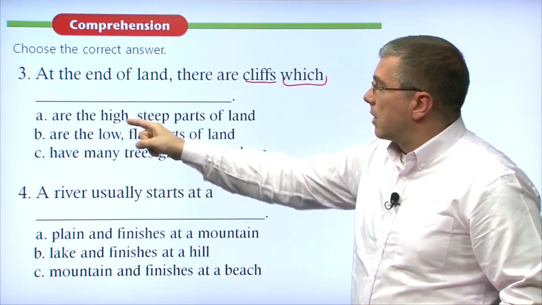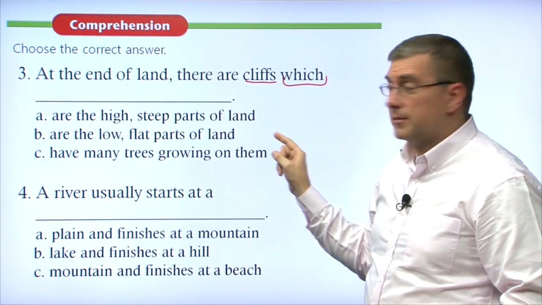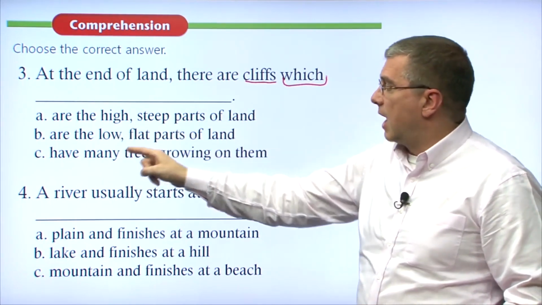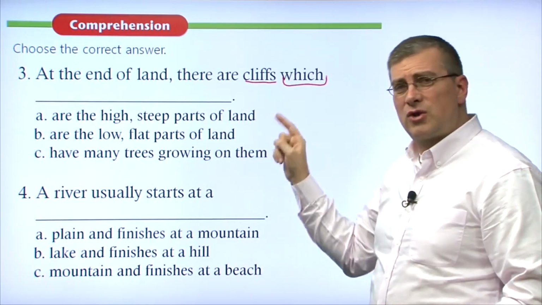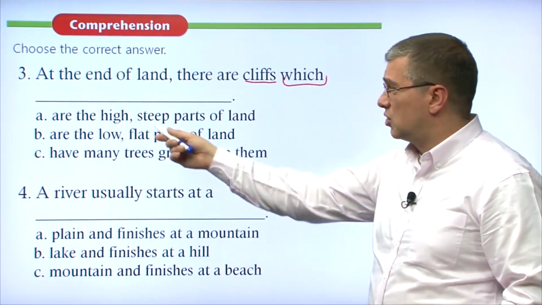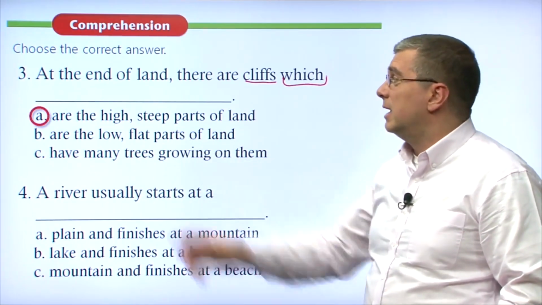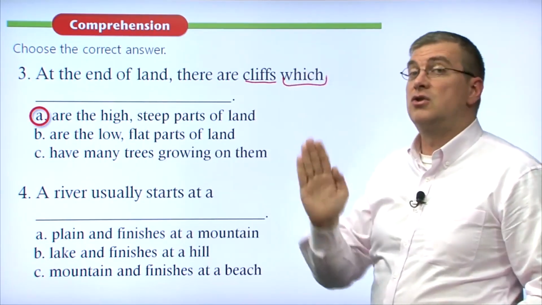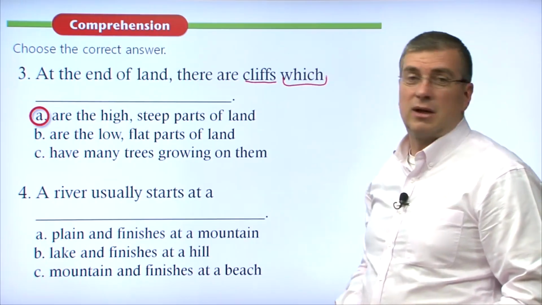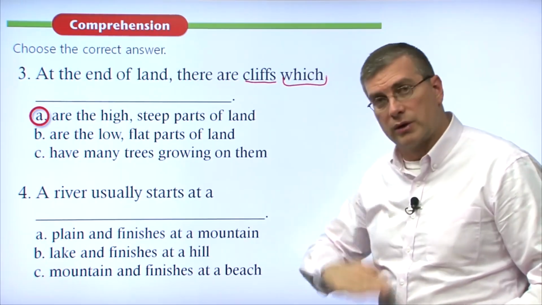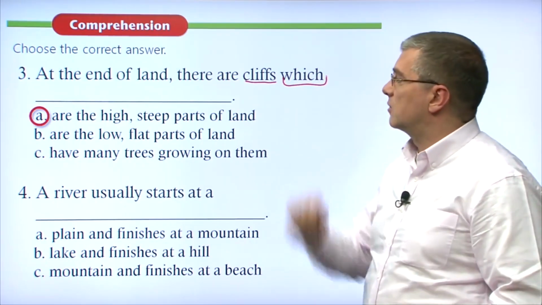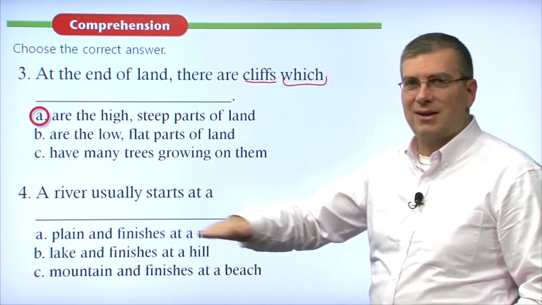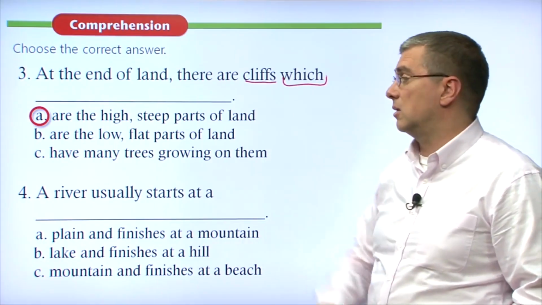A, they are the high, steep parts of land. B, they are the low, flat parts of land. Or C, have many trees growing on them. Which one seems to be the best? If you chose A, you would be correct. Cliffs are the high, steep, right, usually vertical parts of land, right? There's a sudden drop or a sudden rise in the land. That is what a cliff is. Not low, flat parts of the land. Cliffs are not flat. They're steep or usually vertical.